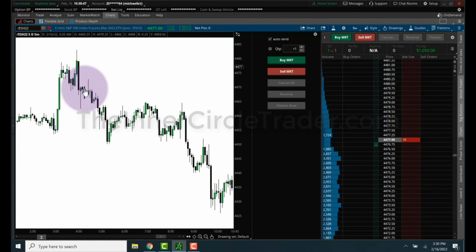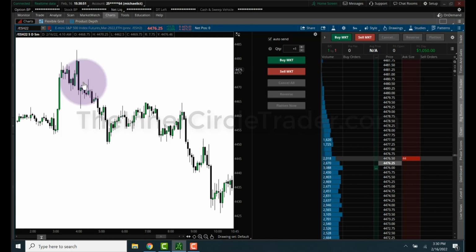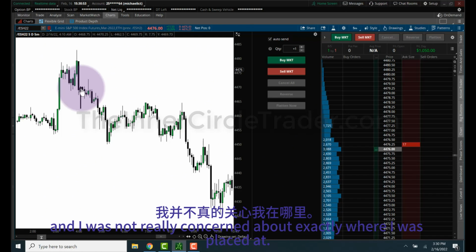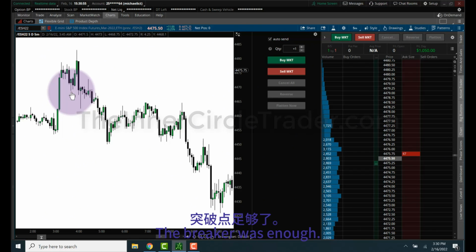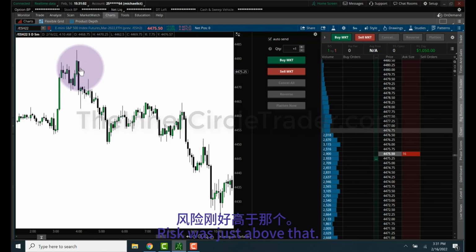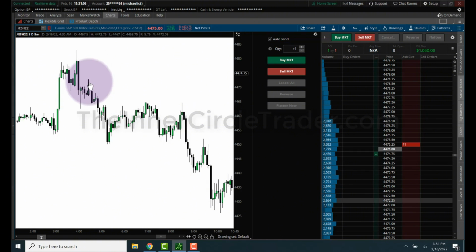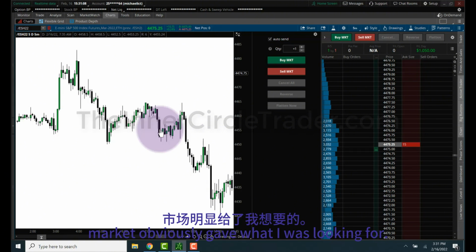I didn't want to wait around for the fair value gap in here because I had a busy morning, and I was not really concerned about exactly where I was placed. The breaker was enough. I was using the gap and the mean threshold of the bearish order block. Risk was just above that, so it wasn't a lot in terms of risk. And then the market obviously gave what I was looking for.